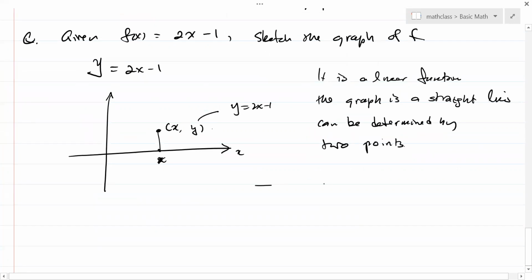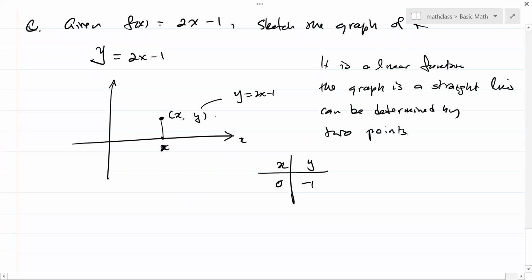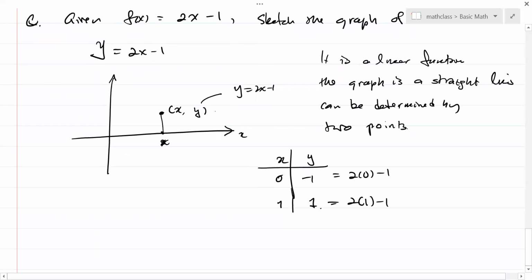Okay, so first you make a chart of x and y, right? When x equals 0, y is -1, right? You just evaluate, plug in 0 for x, you get -1. But when x equals 1, 2 times 1 minus 1 is 1, right? So you get 2 points, and once you get 2 points, you can sketch the graph. The points are 0, -1 and 1, 1.